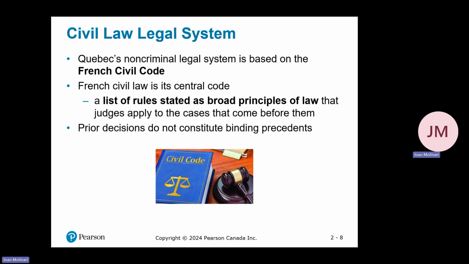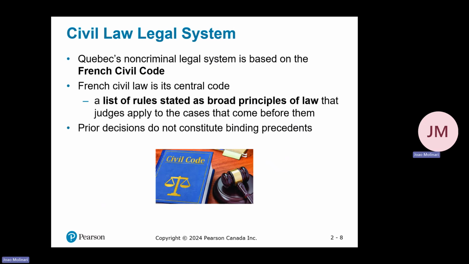Most countries in the world, they will have only one legal system. Only one. Countries in the world will be either civil law legal system or common law legal system, either one or the other. But Canada has both. Canada has both because of Quebec. So in Quebec, for non-criminal matters, anything else, the system is called civil law legal system.